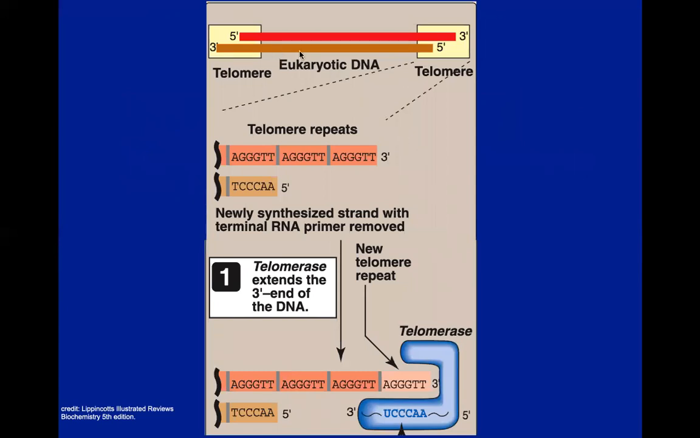You can see here, this is the eukaryotic DNA. After the removal of primer, this end is shortened compared to this strand. Similarly, this end also. So this end, this is the telomere. So you have telomere repeats, GT-rich sequences. This is the newly synthesized strand, with the terminal RNA primer removed. Here you can see the terminal RNA primer is removed.